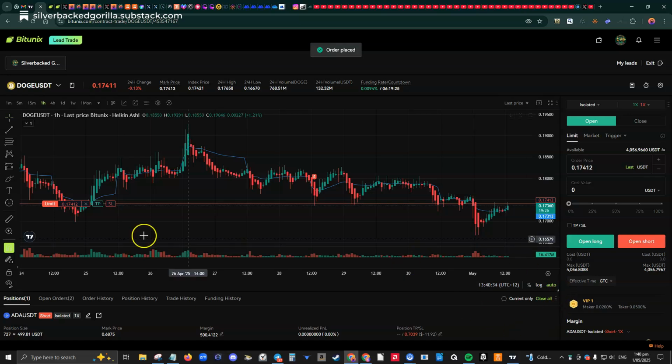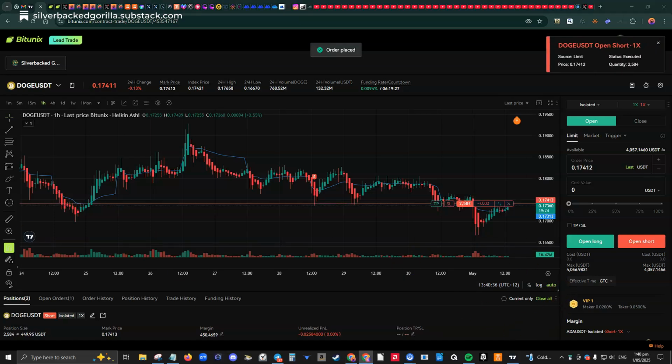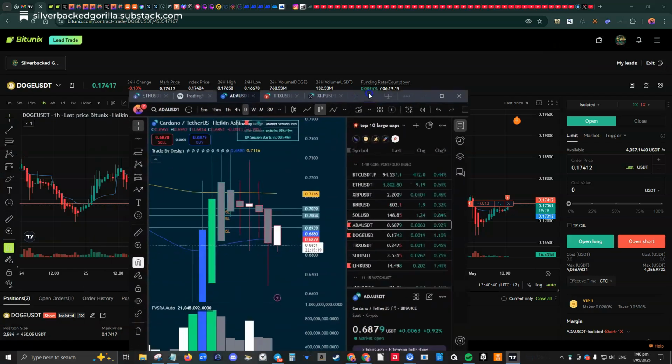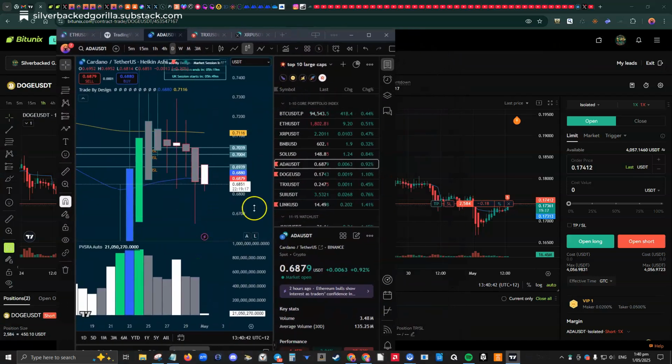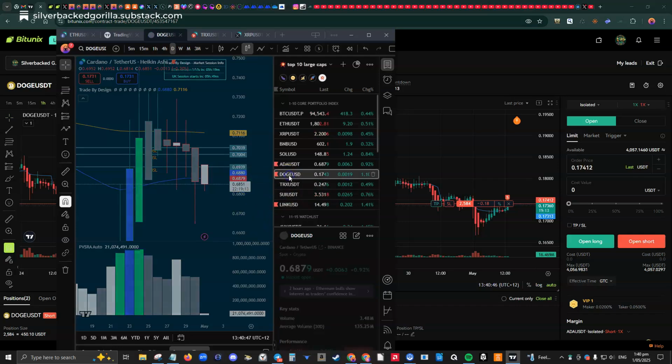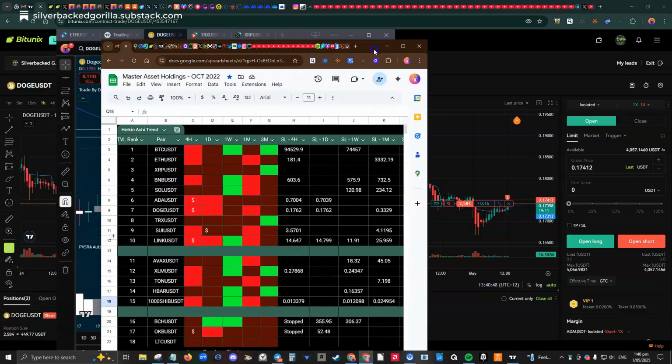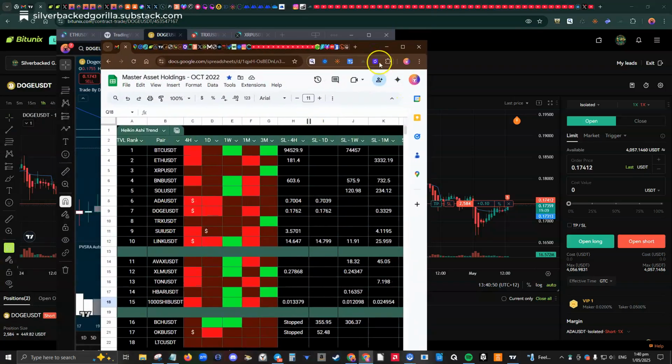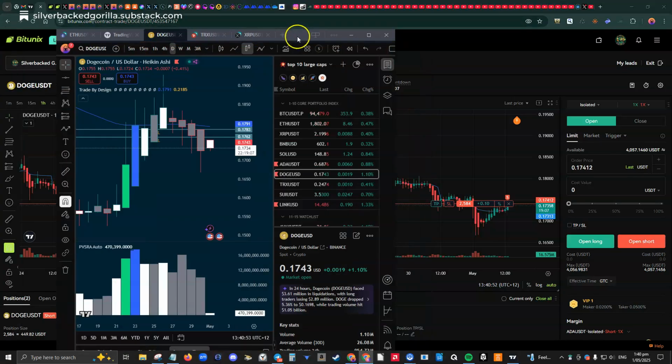Boom. You know what? I could have actually punched in a stop loss as I was doing it, which I'll probably do. I've got two. After this, I've got one more. I'll probably show you how to do that. It's probably more expedient. So that one was Doge.